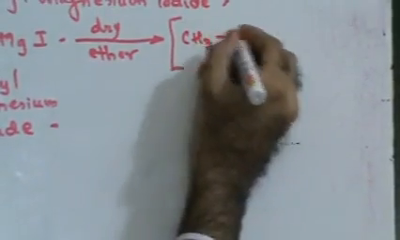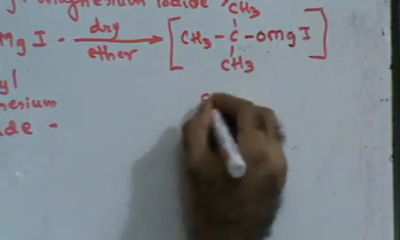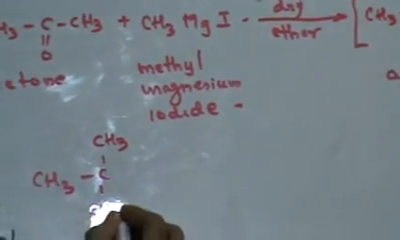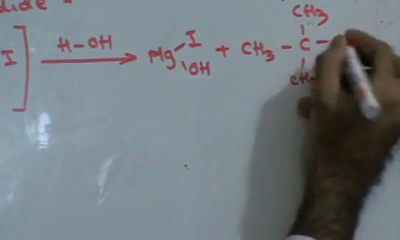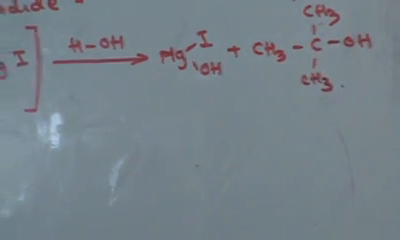Addition complex, organic together, inorganic together. So you have CH3C, CH3, CH3, O, MgI. This is my addition complex, which undergoes hydrolysis. CH3OMgI undergoes hydrolysis, reacts with water, right? Inorganic separates out, that means I'll get MgI OH, right? Plus CH3C, CH3, CH3OH, right?